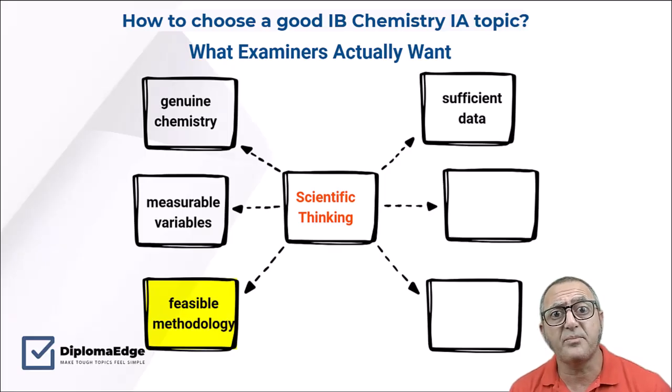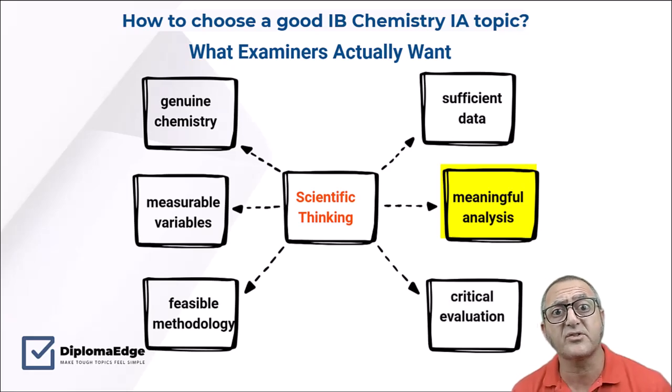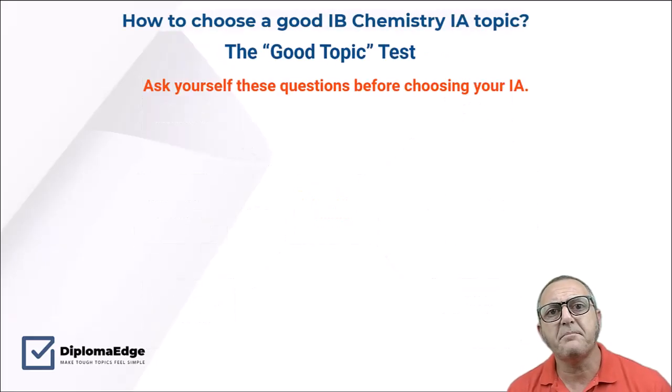The data has to be sufficient. The methodology has to provide you with enough data that you can actually do an analysis of the data that is meaningful, and you can get a conclusion to answer your research question based on that data. Also, you need to have an evaluation that is critical. You need to evaluate, especially, the methodology that you have been using. So, once you have decided what topic you're going to do, what makes it a good test? Well, ask yourself these questions.